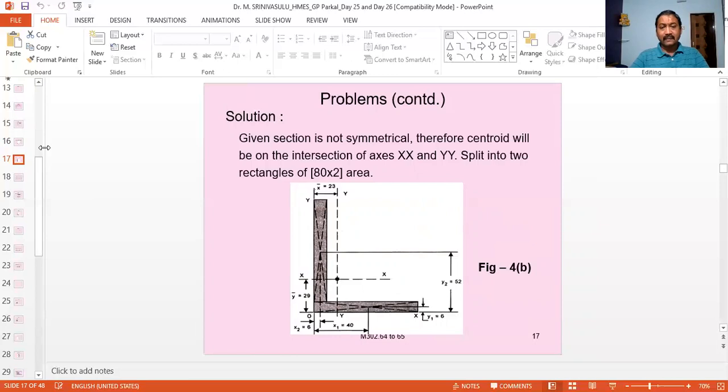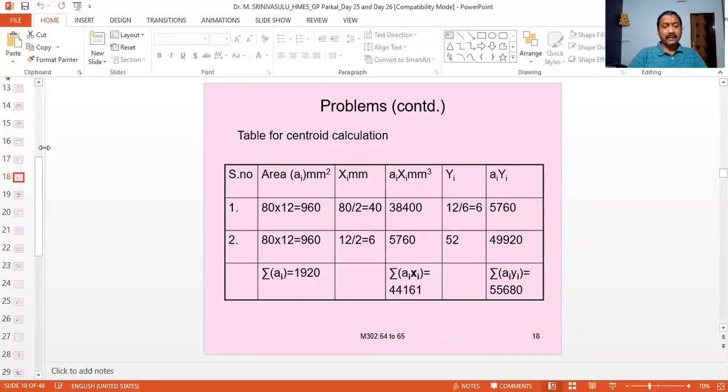So now the point of intersection of the x-axis and y-y is the point O. Now we are supposed to find the centroid of this given angle section. Now we know the table. If we recall the table, we have some columns: area, x distance, the term a into xi, the y distance, and the term a into yi.